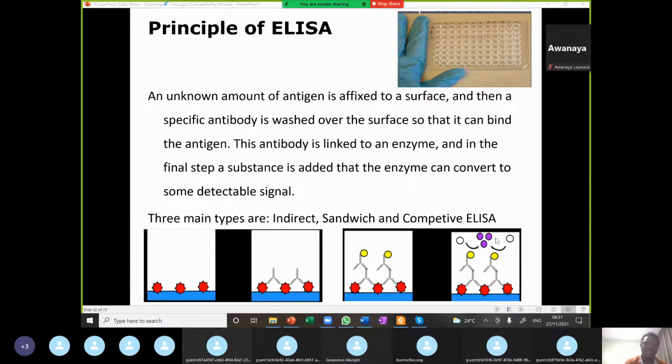And what happens last? If there was a reaction, this enzyme will break down the substrate and it will be observed by a fluorescence, a color change. The substrate is usually colored so that when the enzyme breaks down the substrate, the enzyme-substrate reaction releases a color change which can be detected. The detection of this color change is a positive test.